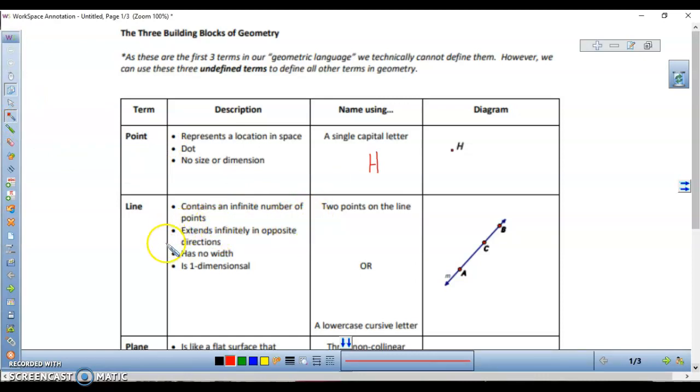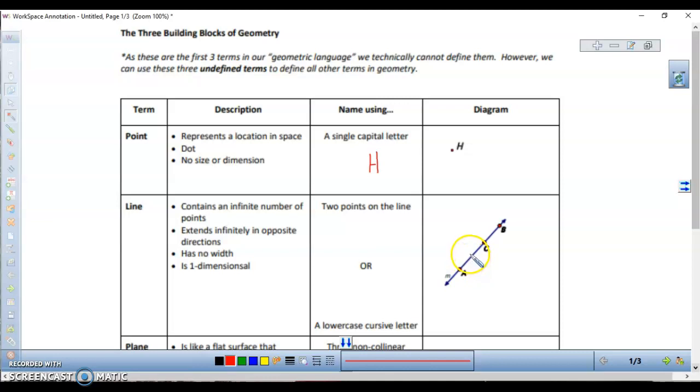Then we move into a line. A line contains an infinite number of points. It extends infinitely in opposite directions. It has no width, and it is one-dimensional. Here is a line. And where it says it's an infinite number of points, imagine that between any two points on this line, if you were to zoom in, there's more and more and more points. There's an infinite number there.